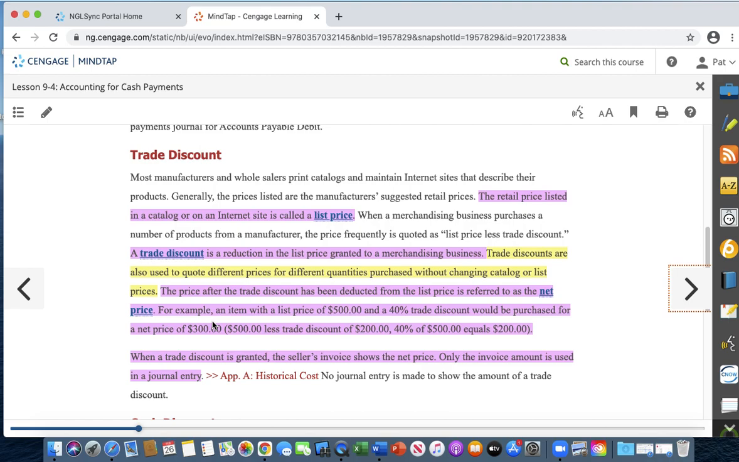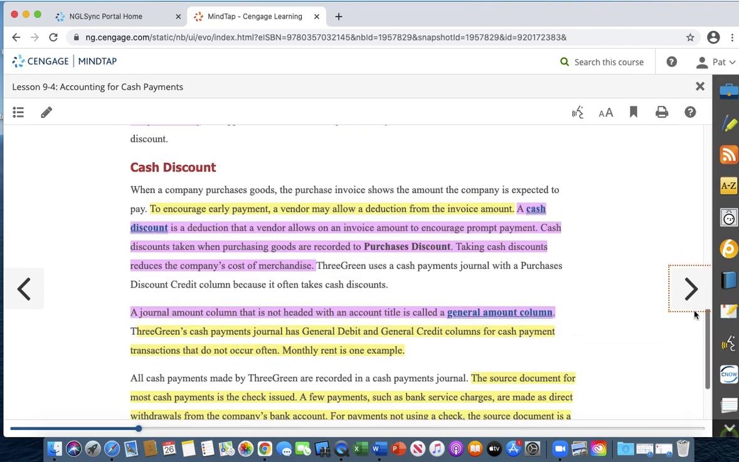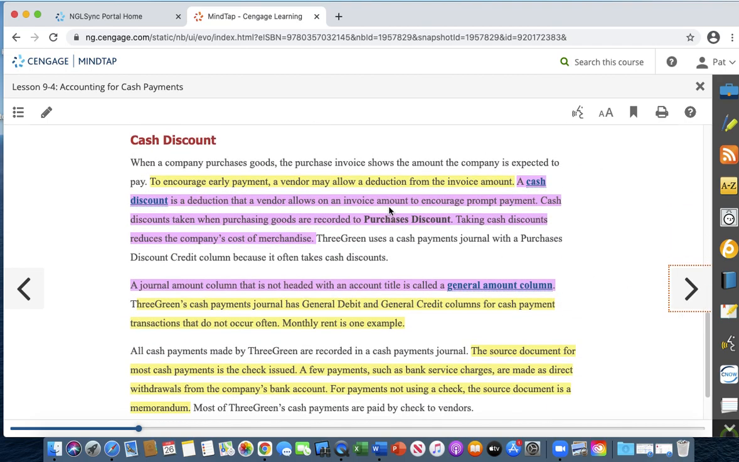Now, if we needed to record it, I would tell you you should absolutely do it this way. But you can do the trade discounts that way. That's okay. And for whatever reason, we're not recording trade discounts. So that's what they're talking about here. It says only the invoice amount is used in the journal, the net price payment. And that's just a catalog industry type thing. When we're dealing with cash discounts, it's a little different.